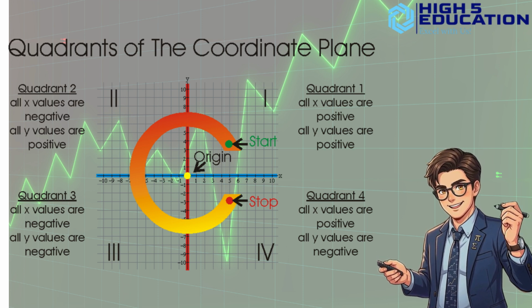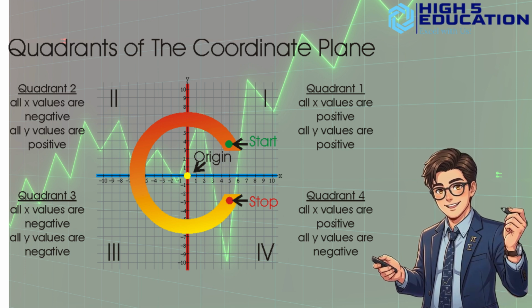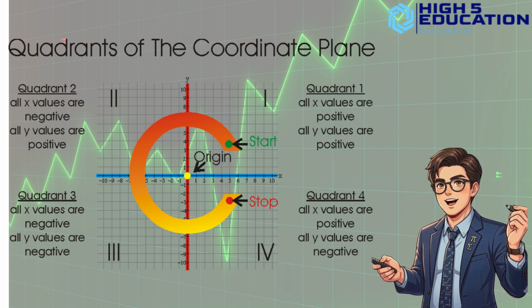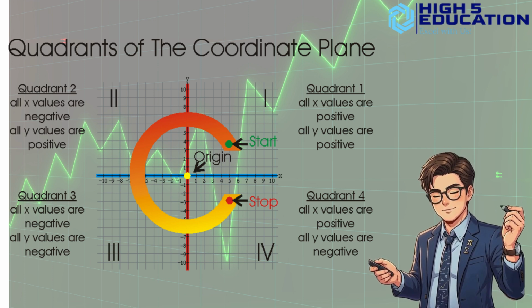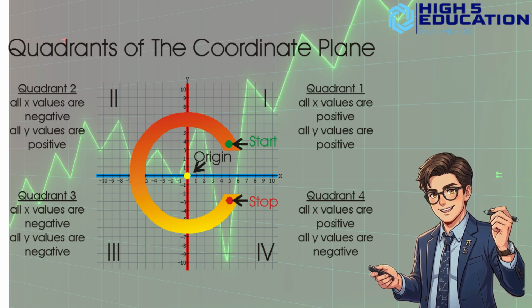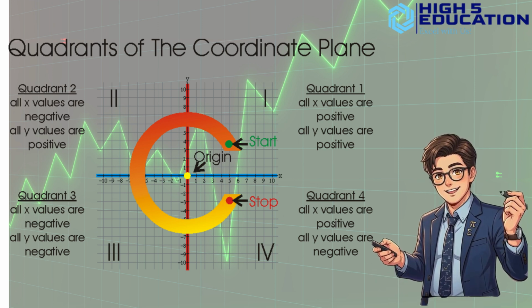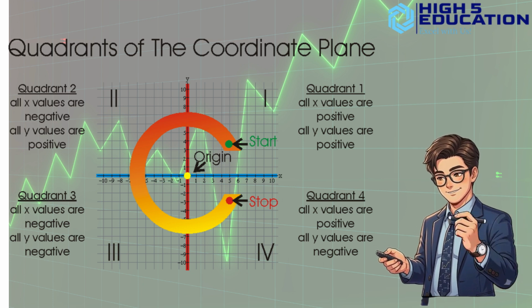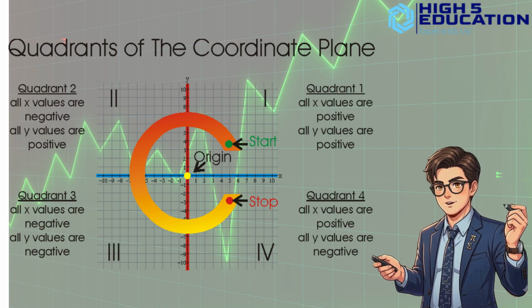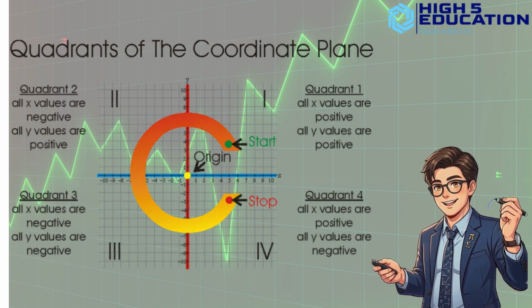A simple way to remember the order is to start in the top right corner and move counterclockwise. Quadrant I: positive, positive. Quadrant 2: negative, positive. Quadrant 3: negative, negative. Quadrant IV: positive, negative. You can also remember the pattern using the letters C or U around the graph.